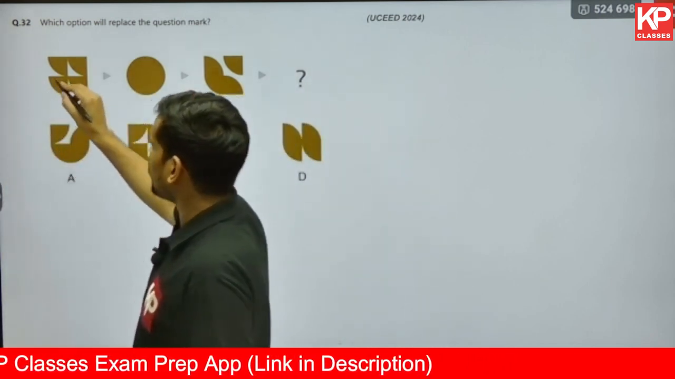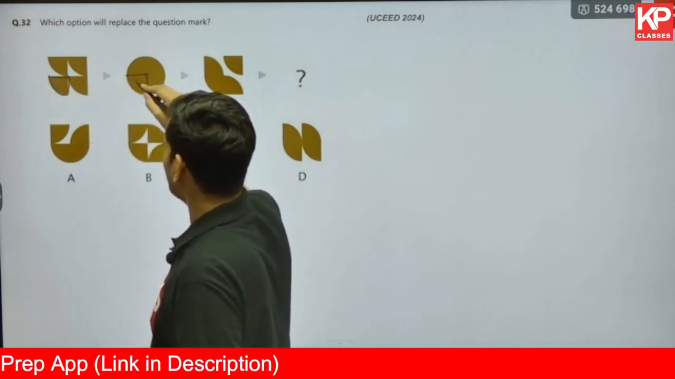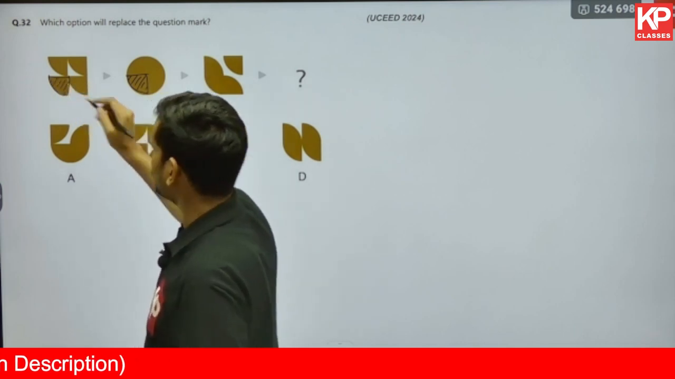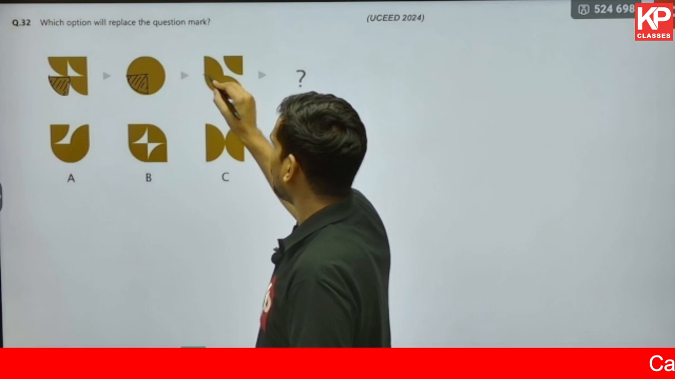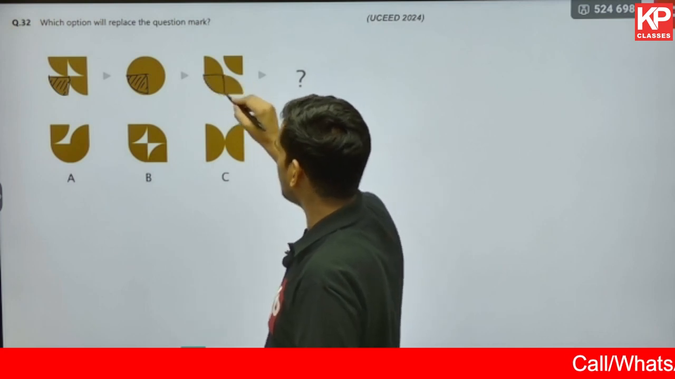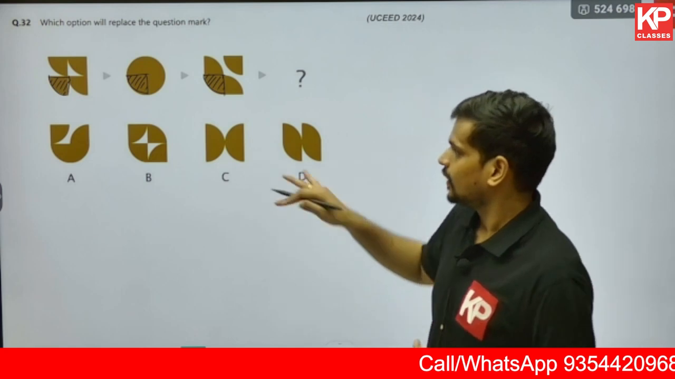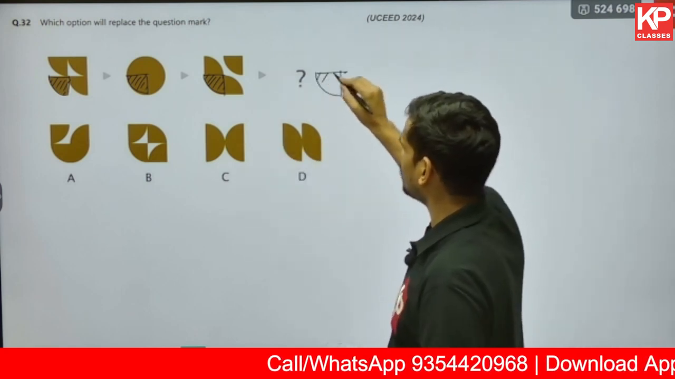Firstly, if you see this portion of the quarter circle, it is not changing. The same quarter circle with same position and same orientation is seen in this figure also. Let us now look for proof of concept. Are you having the same orientation in the next figure? Yes, you're having the same orientation. So what does that tell us? The next figure also should have the same orientation of this quarter circle.